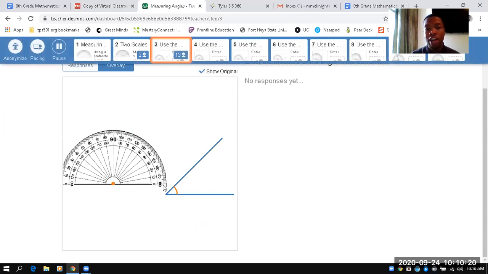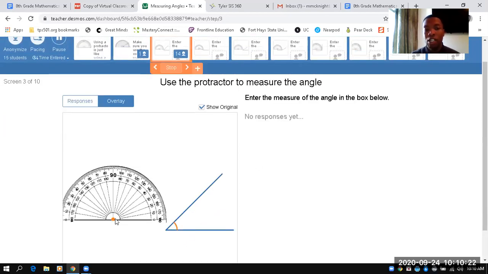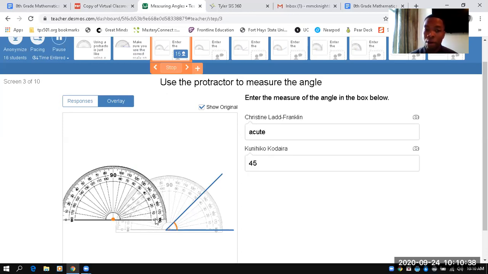We're going to move the protractor, and we're going to put it on the point of the angle. Where the point is on the angle, we need to put it on that dot. And then we're going to see what angle it is. Remember, we're looking at the inside numbers because the bottom line is lined up with the 0.